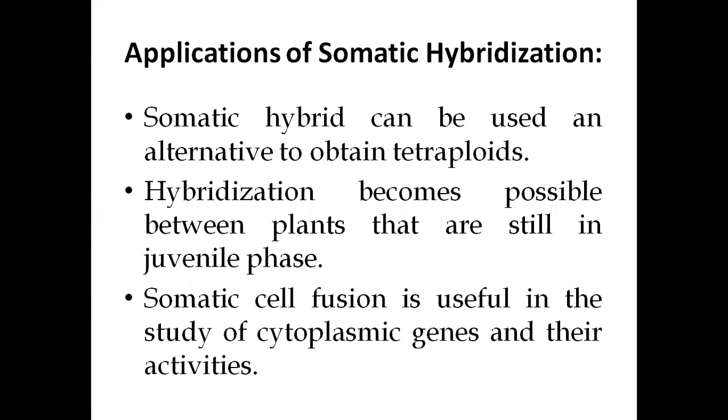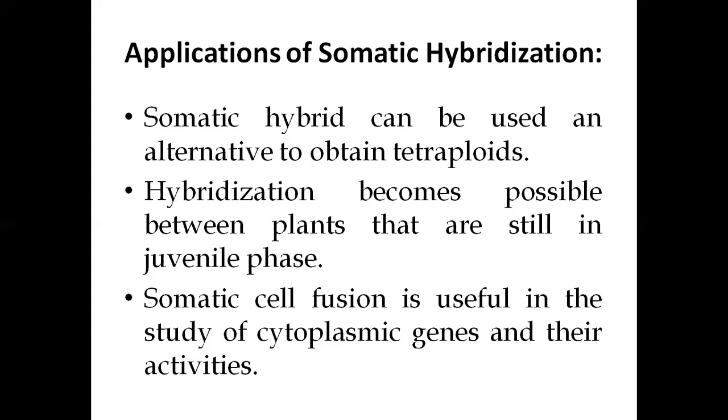Somatic hybrids can be used as an alternative to obtain the tetraploids. So you can get the symmetric hybrid between the two diploid plants to get the tetraploid plant. Hybridization becomes possible between the plants that are still in juvenile phase, since we are fusing the protoplast. This somatic hybridization is a tool for studying the inheritance or the functioning of the cytoplasmic genes and their activity, how they bring about various functions inside the cell.